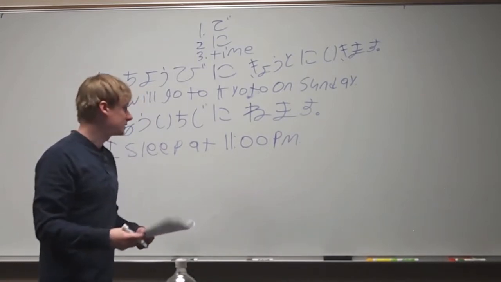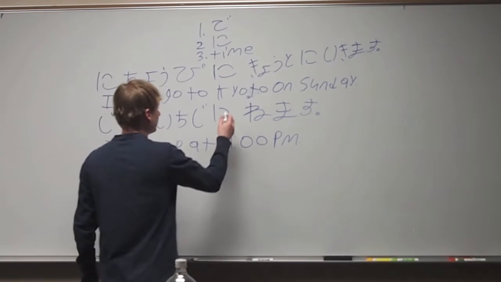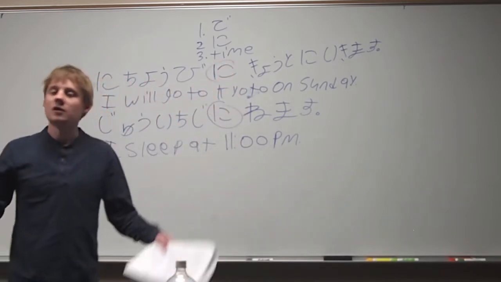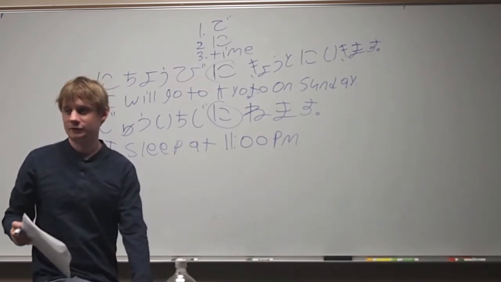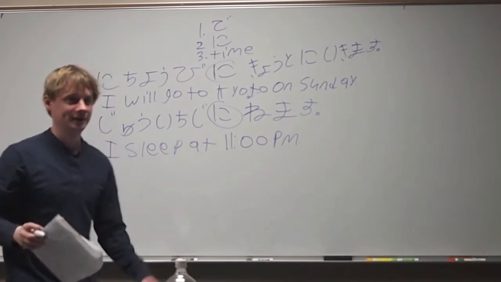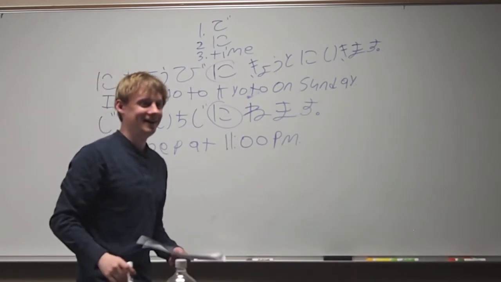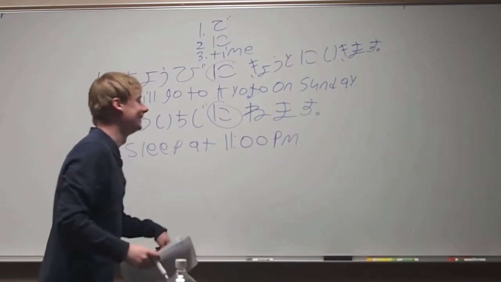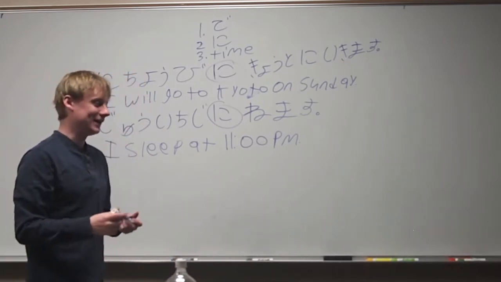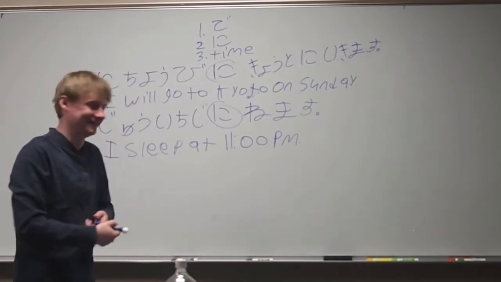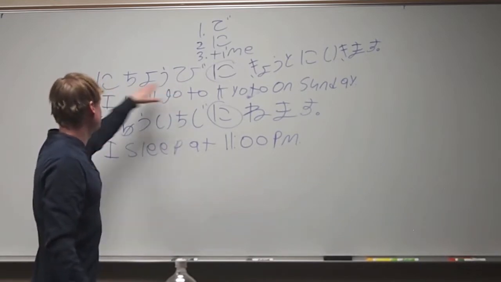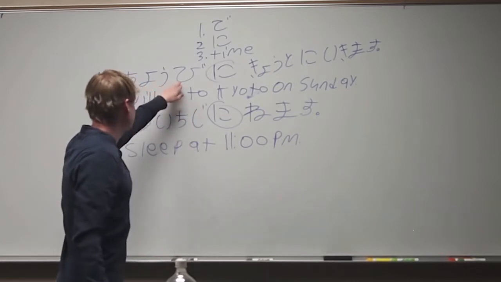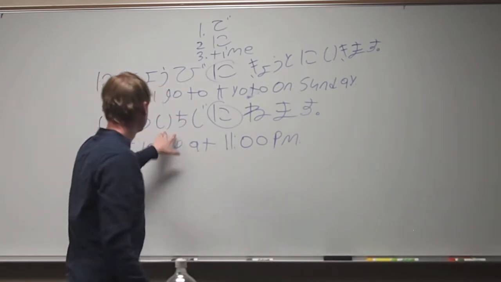Okay, so does that make sense? So you have the ni and you have the ni here. So those two ni, get it, those two knees, my knees. Okay. Those two ni are referring to not only the days of the week, but also the time.